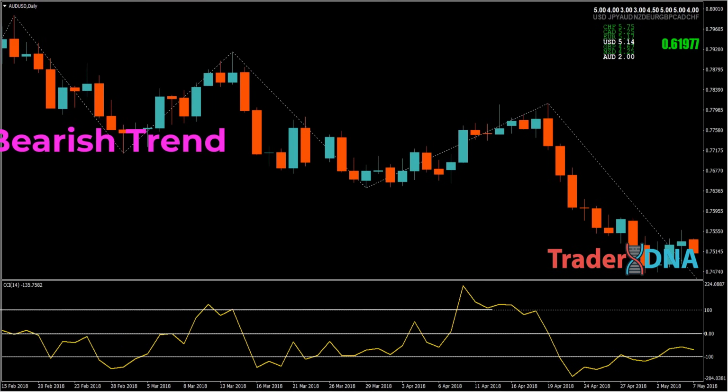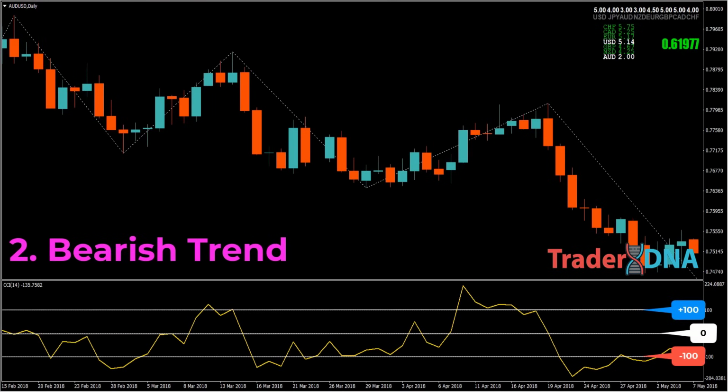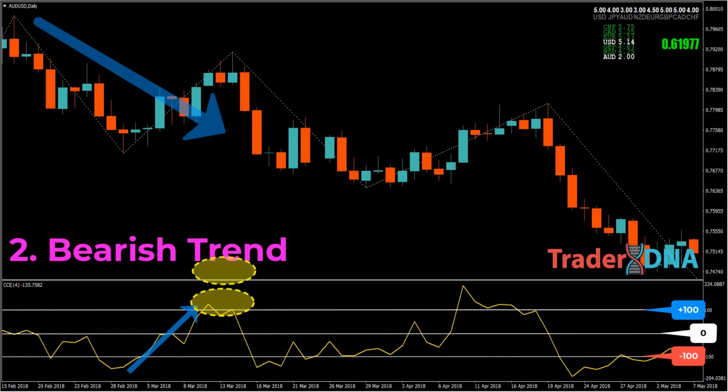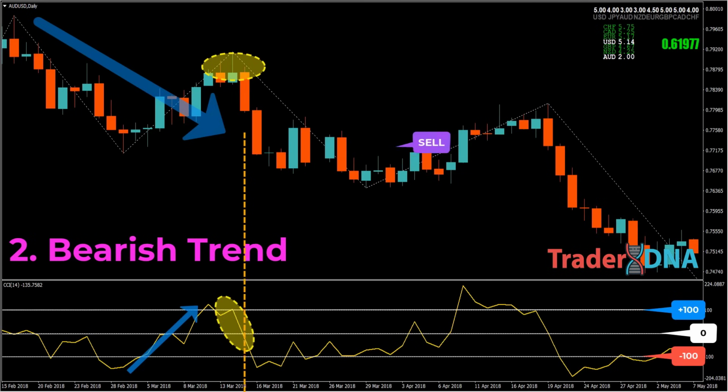2. Bearish trend. When to enter a sell trade. Now, if the market is in a bearish trend, we do the opposite. You wait for the market to rally into overbought conditions, which happens when the CCI line moves above 100. Then, if the CCI line reverses downward and breaks below 50, or even better, when the CCI line drops below -100, that's your valid sell signal.